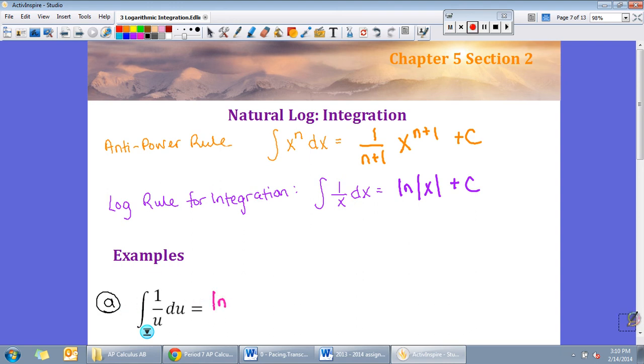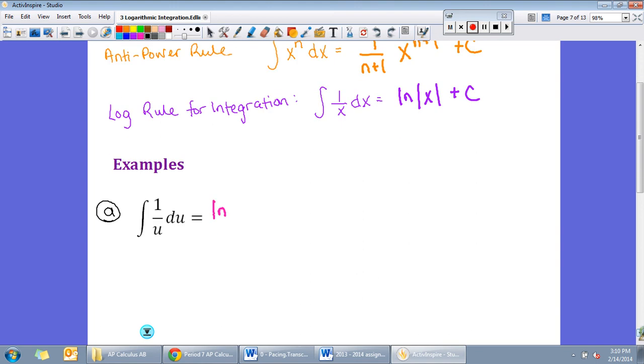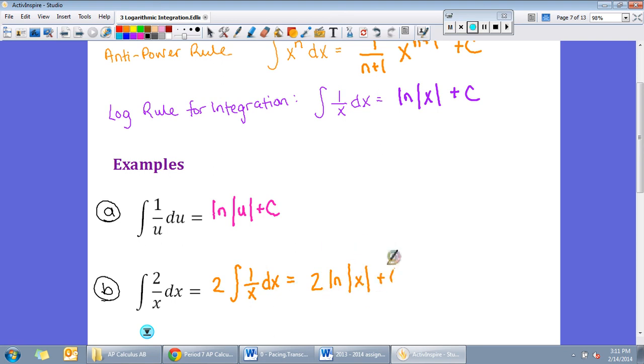Okay. So similar to our u-substitution problems, if you can rewrite a function in terms of 1 over u du, our integral is going to be the natural log of the absolute value of u plus c. And similarly, if you have a coefficient, we know what to do with those. We just take the 2 and we bring it to the outside, and then our integral is 2 natural log of the absolute value of x plus c.